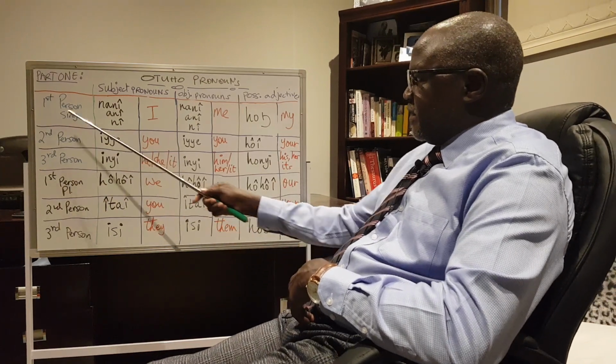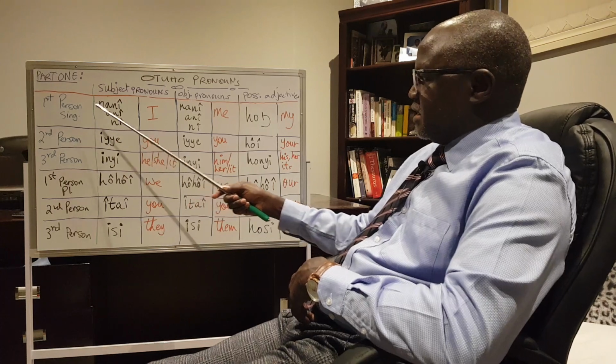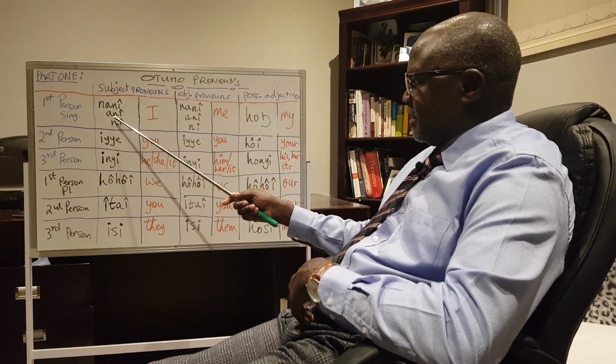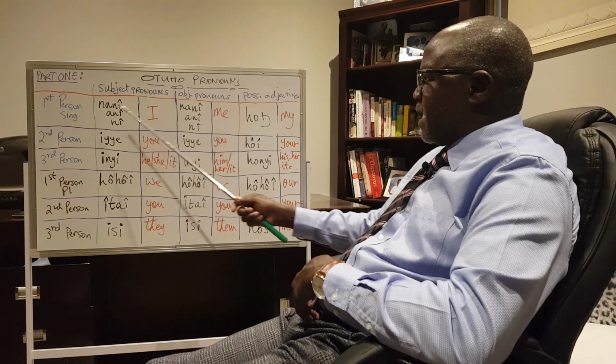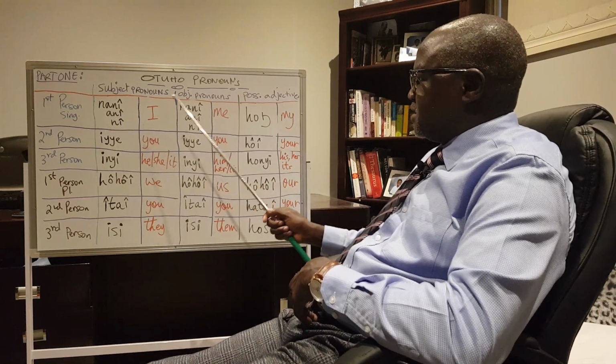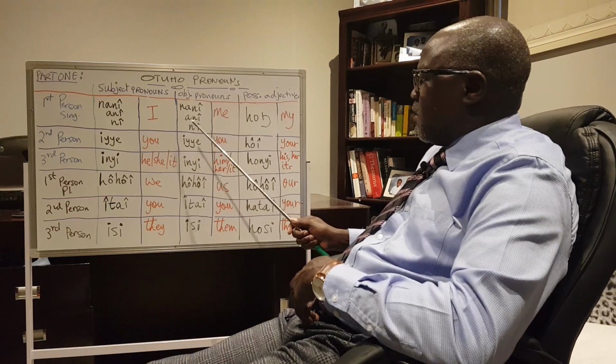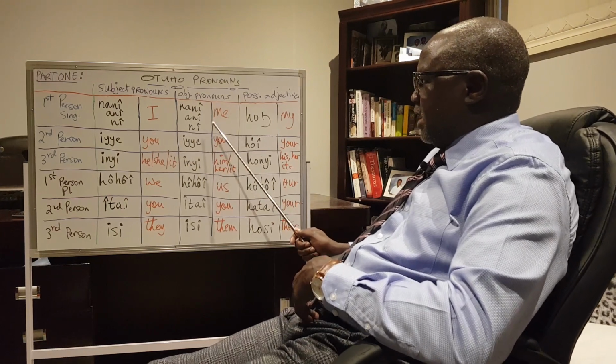So the first person singular is nanî or ani, and then the object pronoun is the same as this one here. It is the same nanî, ani, or ni. So this is actually me.